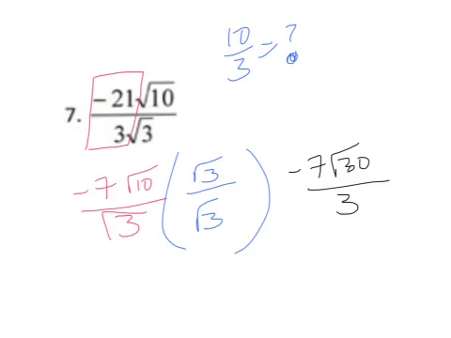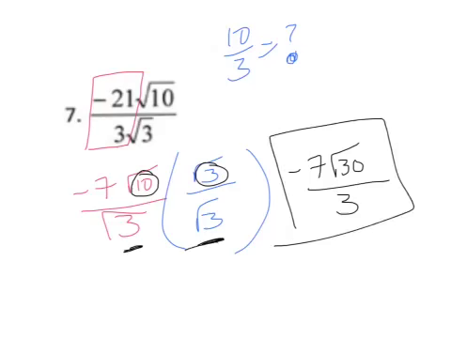So think about that for a second. Negative 7 rad 30 over a plain 3. The negative 7 just stays. Rad 30 you're going to get from 10 times 3. And the 3 on the bottom, remember rad 3 times rad 3 gives you a plain 3. So the correct answer is negative 7 rad 30 over 3.